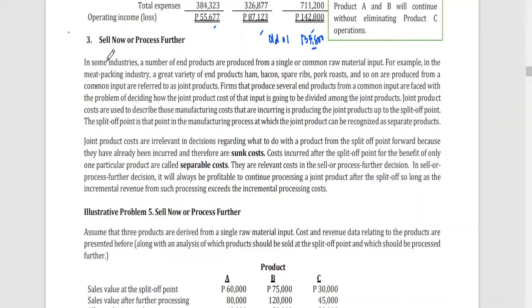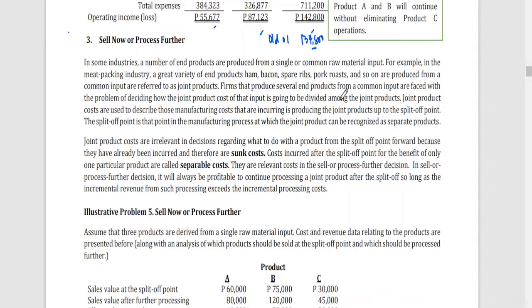Now let's go to the sell now or process further decision. In some industries, a number of end products are produced from a single or common raw material input. Meaning there's one input, but there are several products being produced. Like for example, in a meat packing industry, a great variety of end products like ham, bacon, spare ribs, pork roasts, and so on are produced from a common input. And these products produced from a common input are called joint products.